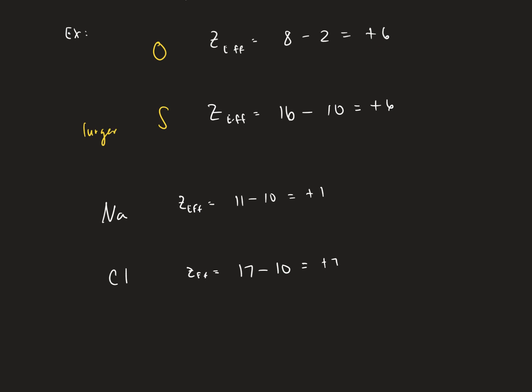So since this one has the bigger effective nuclear charge, does that mean it's smaller? What do you think, radius-wise? This one's on energy level 3 and this is on energy level 2, so sodium is larger. You have to look at how many shells it has first before you look at the effective nuclear charge. Good?